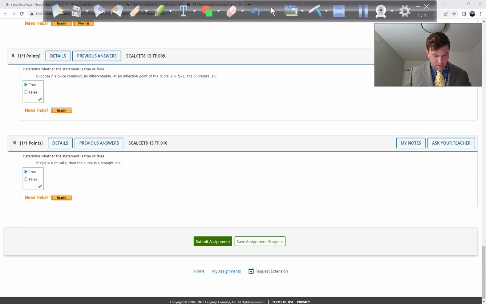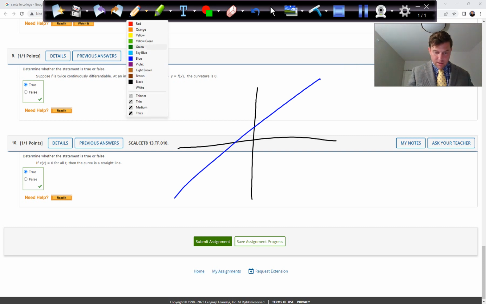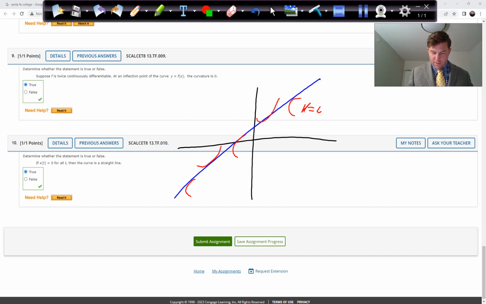Okay, last one. Determine whether the statement is true or false. If the curvature is 0 for all t, then the curve is a straight line. So that's true as well. The only way you can have curvature 0 for every single t is if you have a straight line. So any straight line I draw, how is this curving? It's not. So this is all k equals 0. Okay, so that one's also true. Okay, and that will complete section 13.3.